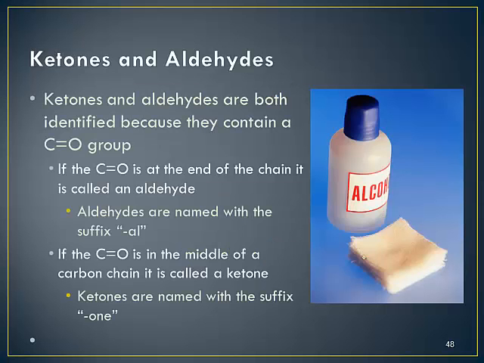The next ones we're going to look at are called ketones and aldehydes. And aldehydes and ketones both happen to be identified because they have a C double bonded to the O. The determining factor of whether this is an aldehyde or whether this is a ketone is where in the chain that C double bonded O is. When we look at an aldehyde, aldehydes have the C double bond O at the end of the chain. It's a terminal one. So it would look something like this at the end.